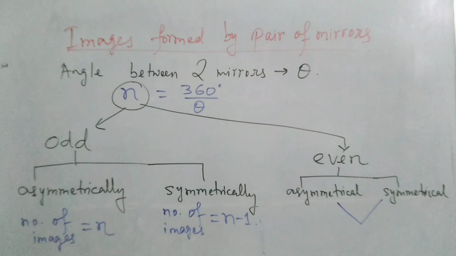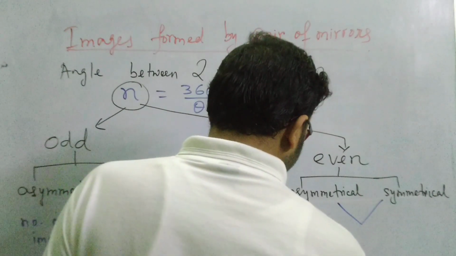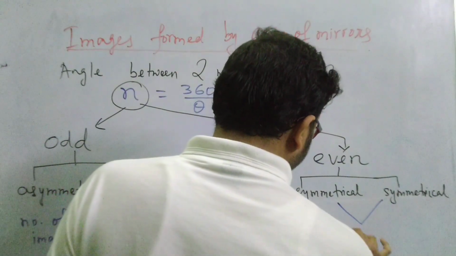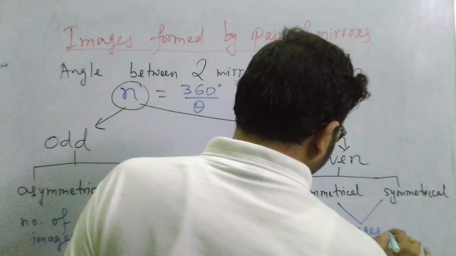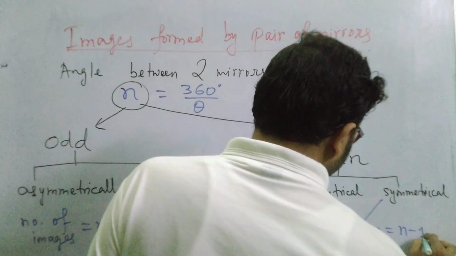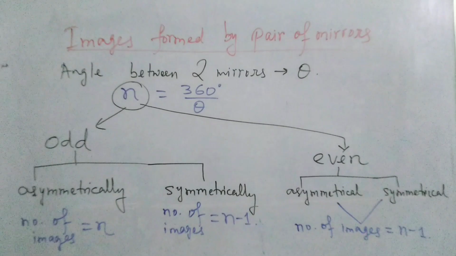So note down the formula: number of images formed will be equal to n minus 1. So these are the formulas. You have to remember these formulas in order to find the number of images formed, and you can easily do numerical problems based on these calculations. I think the basic concept is clear. The number of images being formed, is it clear? Okay, fine.